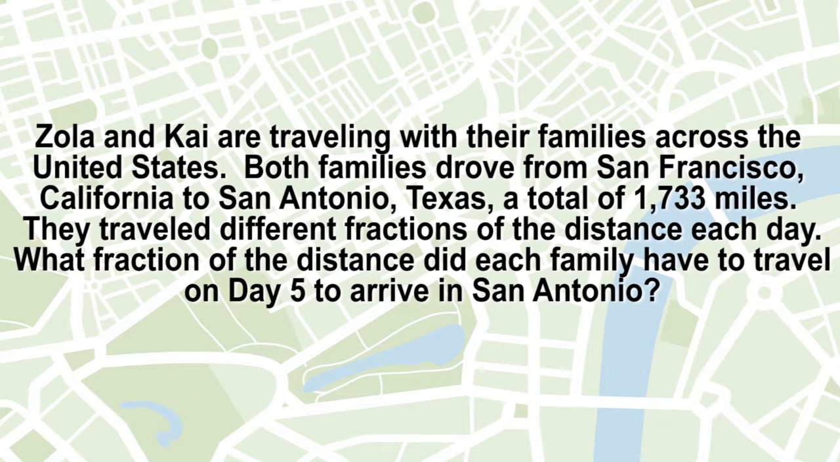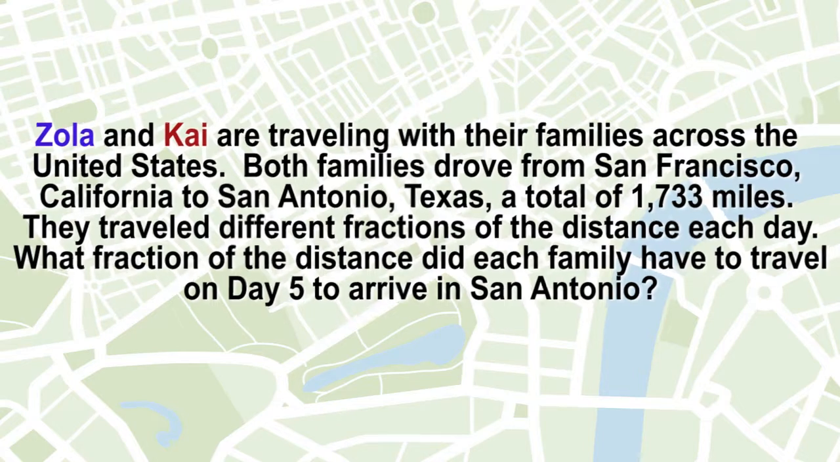Zola and Kai are traveling with their families across the United States. Both families drove from San Francisco, California to San Antonio, Texas, a total of 1,733 miles. They traveled different fractions of the distance each day. What fraction of the distance did each family have to travel on day 5 to arrive in San Antonio?